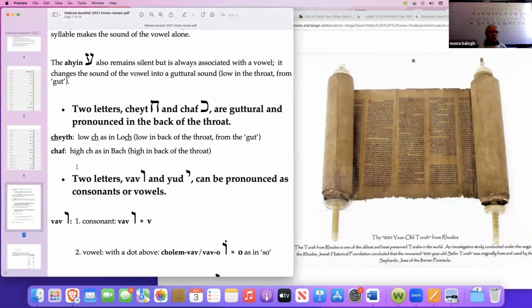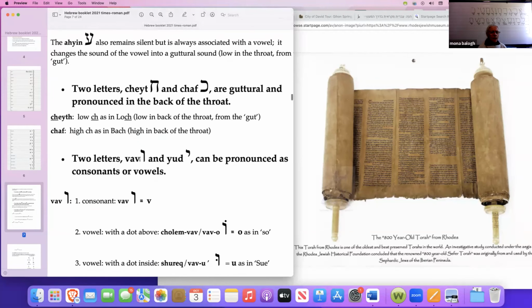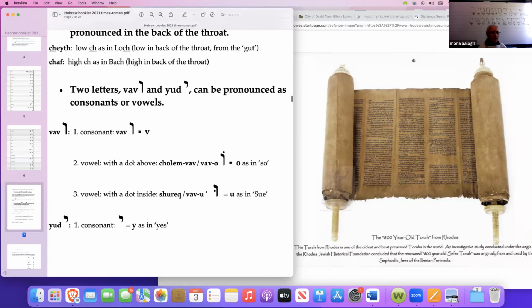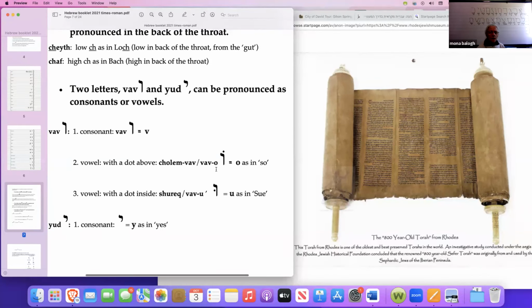Okay. Two letters, vav and yud, can be pronounced as consonants or vowels. So the vav as a consonant is the V sound. You see it's all by itself. The vowel with a dot above, see, you got the vav as a vowel here, it's a vav with a dot over or above, is pronounced O, and its name is Vav O or Cholam Vav.